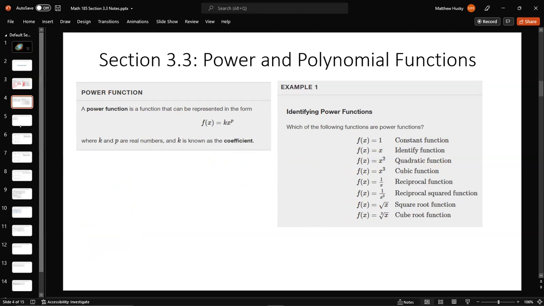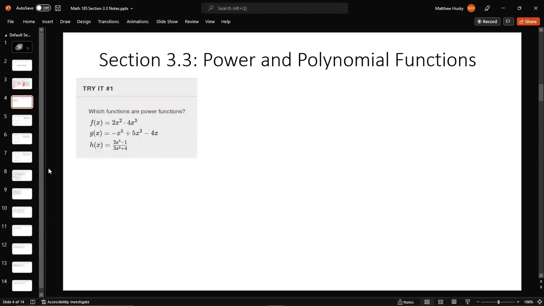Let's see, we have a duplicate here. I don't really need that. I'll just delete this. Okay, which of these are power functions?